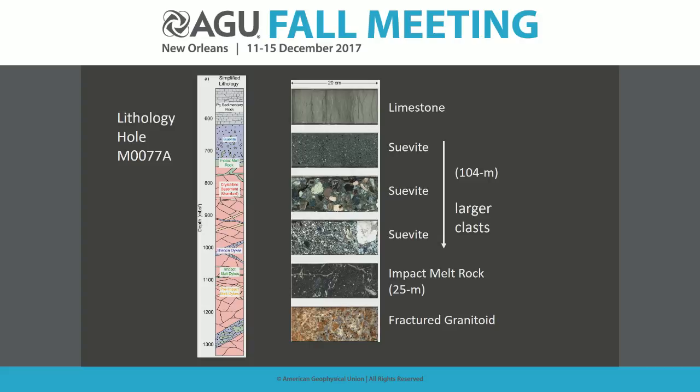Okay, so what did we recover? On the left is the simplified lithology through the hole. At the top, we didn't start drilling until a depth of about 500 meters, when we started getting the core. So at the top, we recovered Paleogene sedimentary rock, such as this limestone shown here. Then we got into a 104 meter thick layer of suevite, that's the melt-rich impact breccia. Then we got a thin layer, about 25 meters thick, of impact melt rock. And then down at the bottom, we got fractured granitoid throughout the whole rest of the hole, interspersed with some dikes.